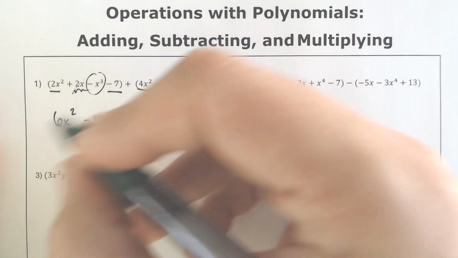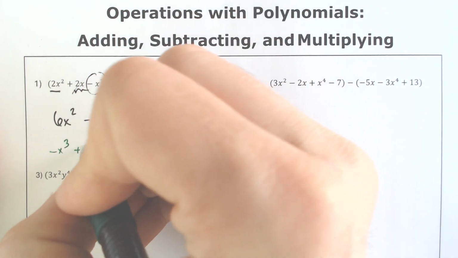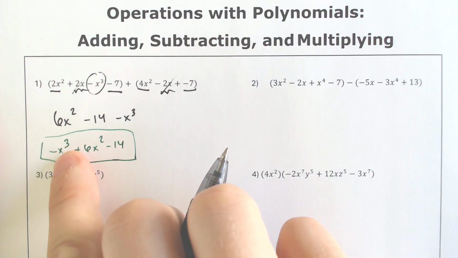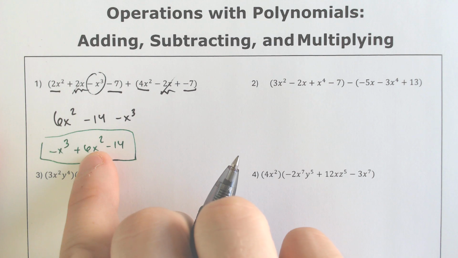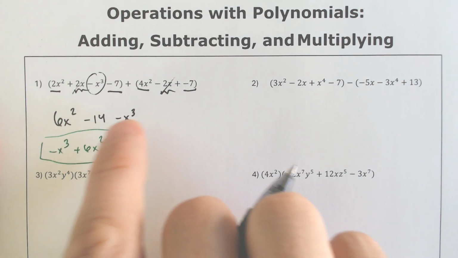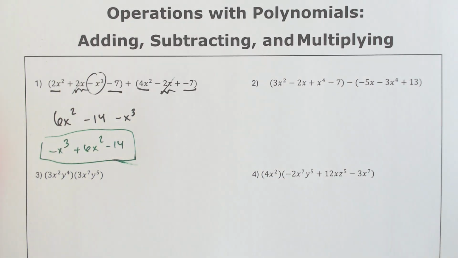Now this is technically correct. You may see your teachers expect you to write it in descending order, where you start with your biggest exponent, x to the third, then you go x squared, then you go down to x if there was one, and then to 14. So this is technically standard form, and the one that we had above it is a sloppy form.